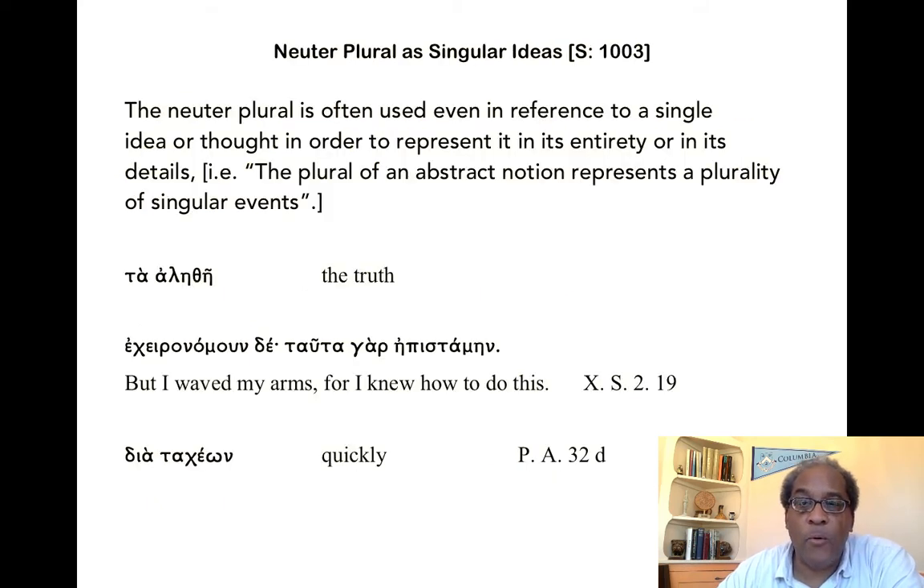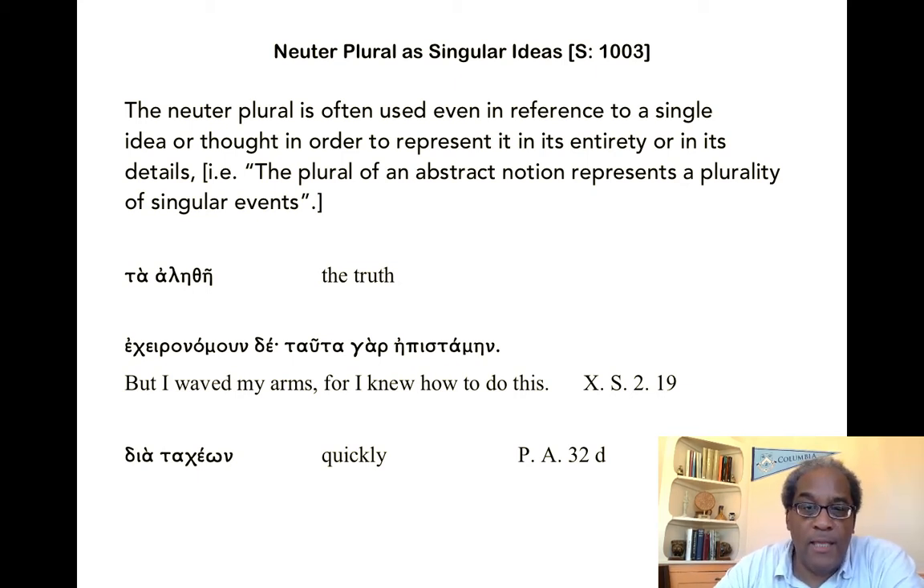Now, it's important to realize the way neuter plurals can represent singular ideas, because we will see that this is often the case in these verbals. So the general rule here, the neuter plural is often used even in reference to a single idea or thought in order to represent it in its entirety or in its details. As one teacher of mine said, the plural of an abstract notion represents a plurality of singular events.